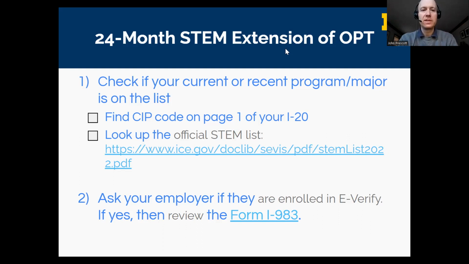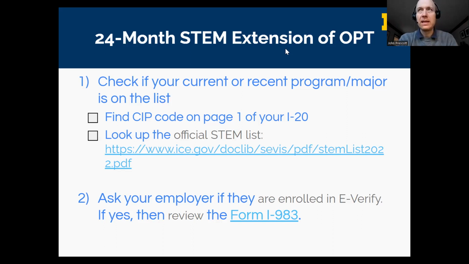The timing of STEM OPT: you would apply during the final 90 days of post-completion OPT. So just to be clear, no matter what your major, everyone starts with the post-completion OPT, maximum 12 months. And then for those that qualify, once you're in your final 90 days of post-completion OPT, you could request the additional 24 months.